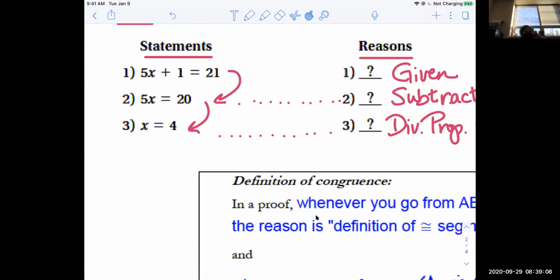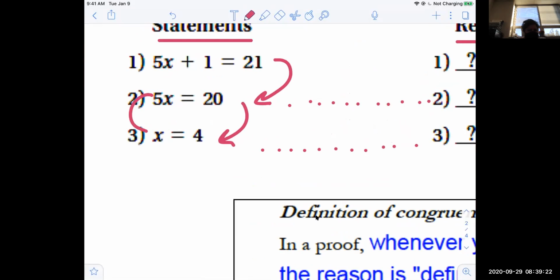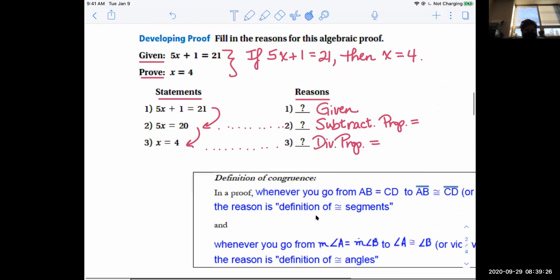But if you say division, I probably would mark it wrong and then ask you, why'd you call it division? If you wrote multiplication, and I said, why'd you call it multiplication? And you said, I multiplied both sides by 1/5, that would be okay. Just make sure you're always going from the first thing to the second thing. You've got to be going forward, advancing the argument.